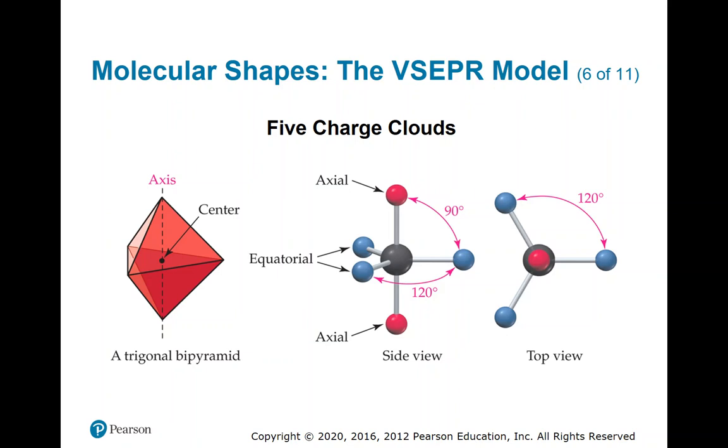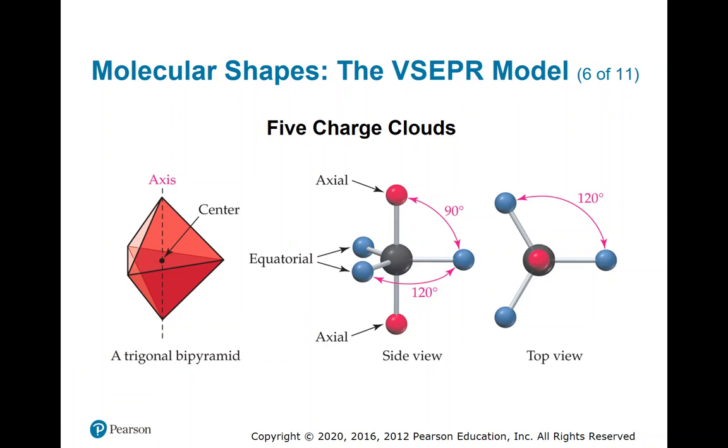Now for 5 charge clouds, we need to be thinking in 3D space again, and in this case the shape is called trigonal bipyramidal. That's the base shape for all 5 charge cloud positions around the central atom. And this shape is effectively 2 tetrahedra, but essentially with one of their faces sandwiched together. So this face right here is merged with the face of the other tetrahedron. And so at the center of that triangle we have our central atom, and we also have the vertices of that triangle, and then one vertex above and directly below the central atom.